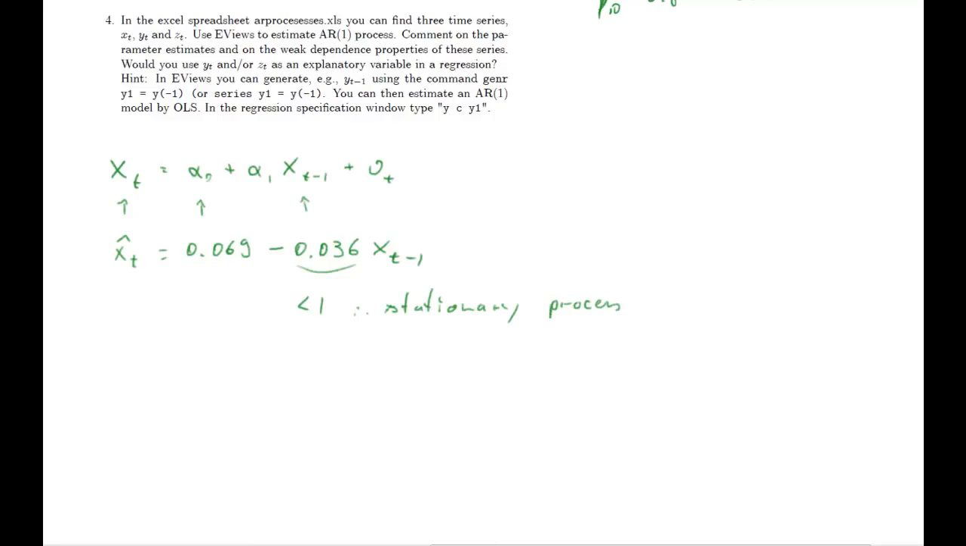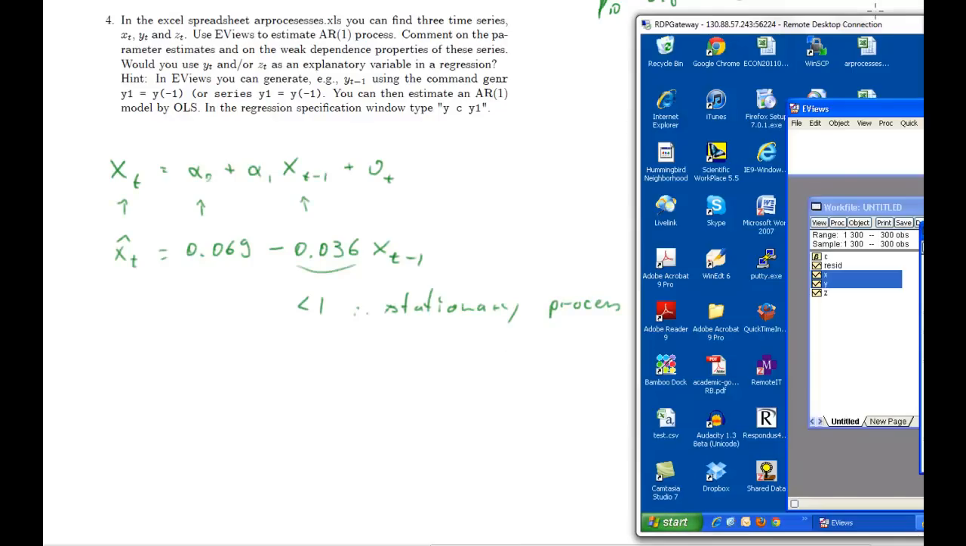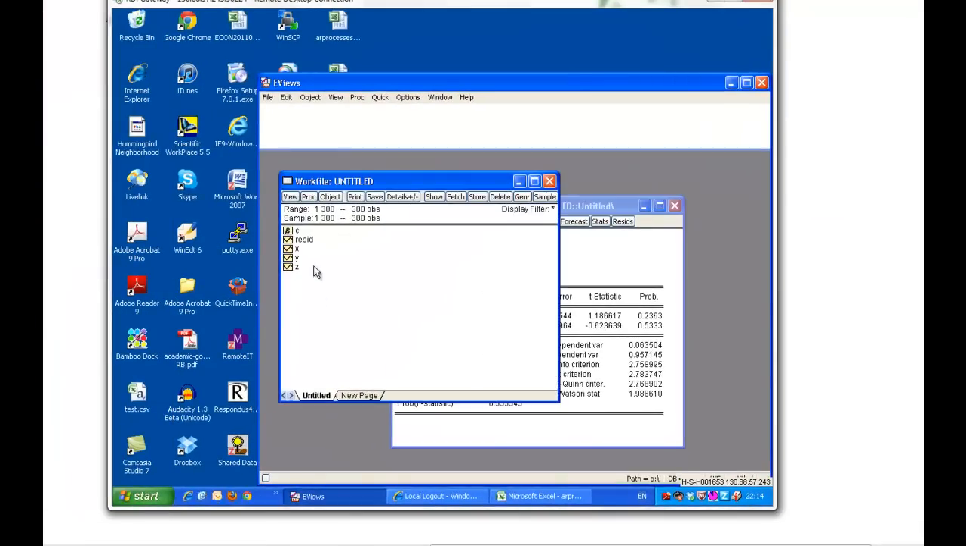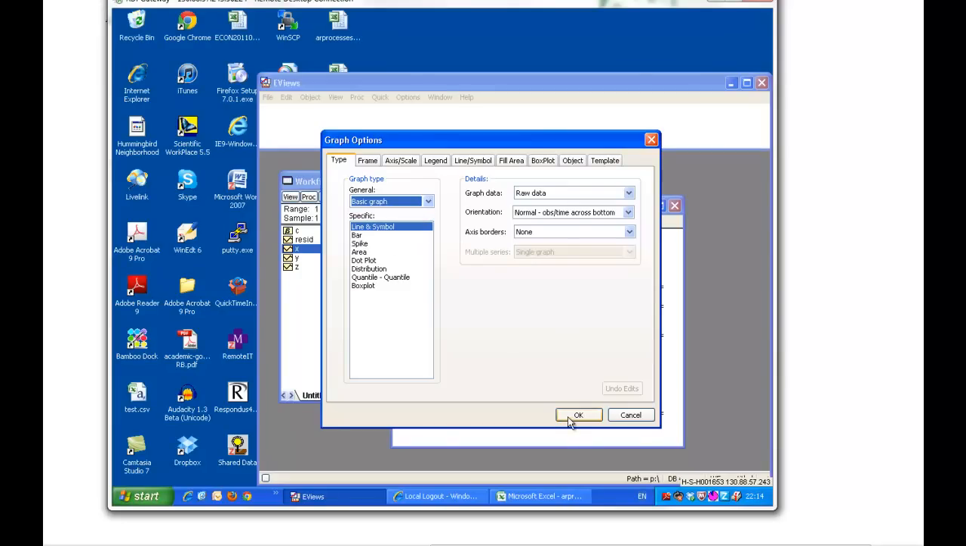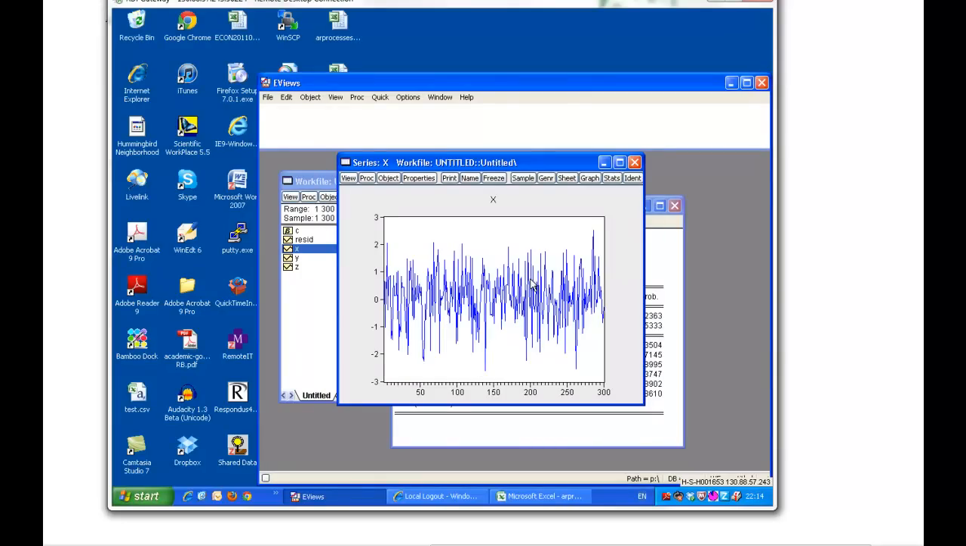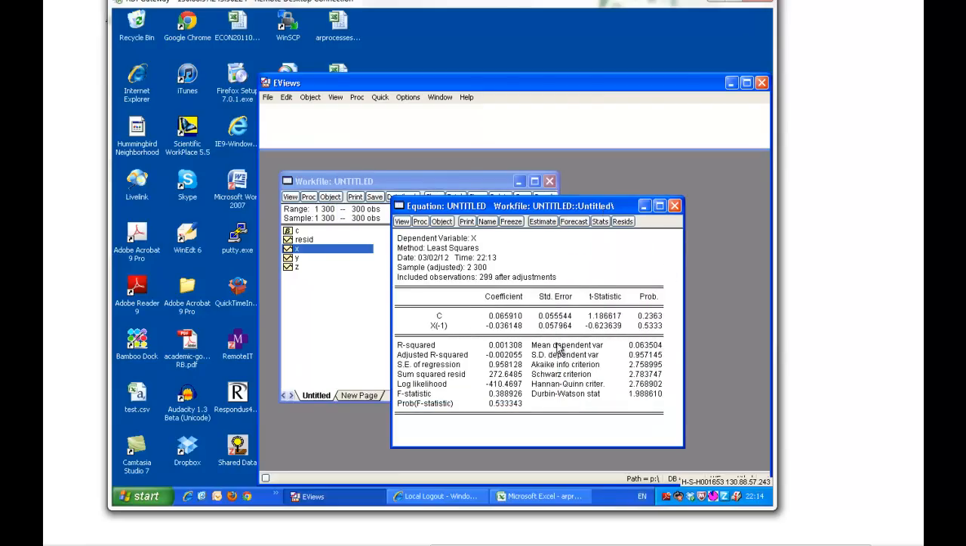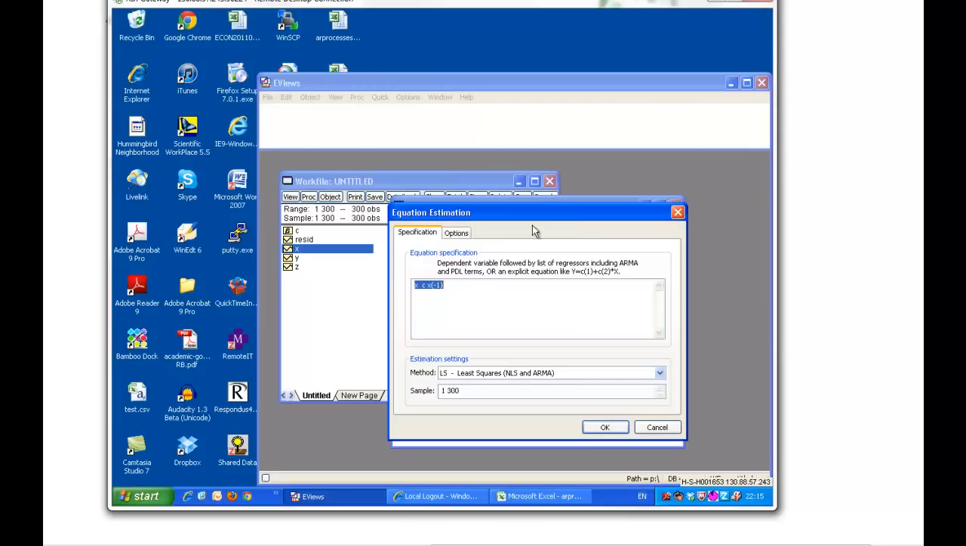Let's actually look at the process and see whether what we see from the data corresponds to this intuition. So let's just look at X, the line graph, and what we can see is something that looks extremely random. If we look at this coefficient, if we were to test the hypothesis that it is equal to zero, we wouldn't be able to reject that. So there seems to be no dependence in the data whatsoever. So that was the first process.